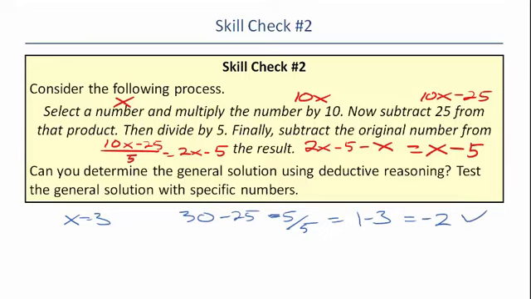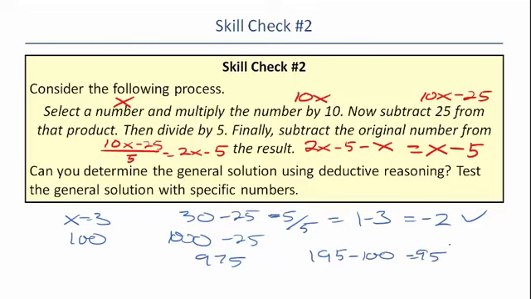You could try it for a big number too, like 100. You multiply by 10, and there's 1,000. Subtract 25 from it, so there's 975. Divide that by 5, and that gives you 195. Subtract the original number, subtract 100 from it. We get 95, and 95 is in fact 5 less than 100.